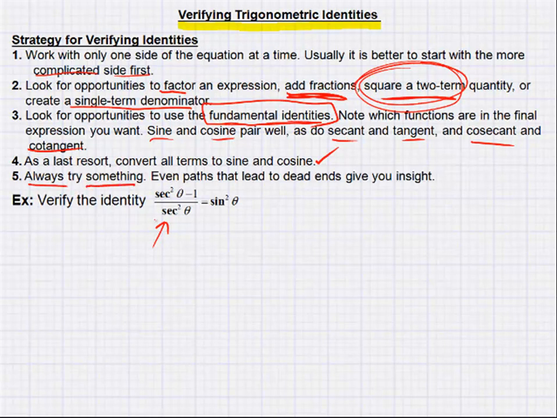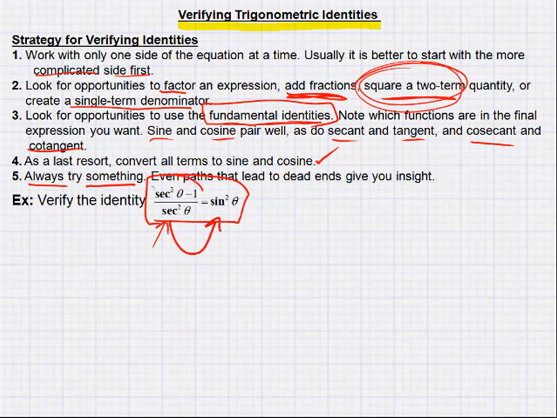Too many times these students look at something like this and go, I don't know where this is going to start. I have no idea how this is going to turn into this. And they give up. Pick something. There's always something you can try to do. Now, it might not be the right thing to do, but try something. You never know where it's going to lead.